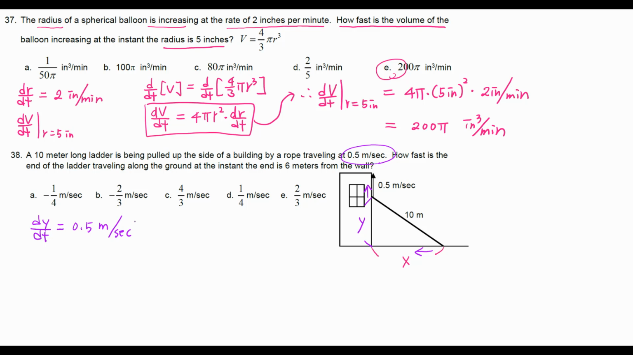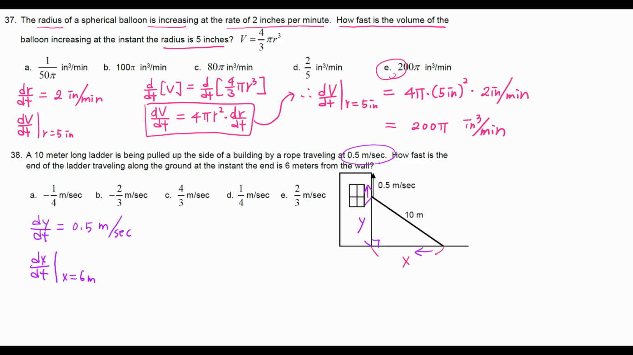And it's asking how fast is the end of the ladder traveling along the ground. So they are asking dx/dt at the instant the end is 6 meters from the wall, when x equals 6 meters. This time they did not give us any equation, but you can see the ground and the building make a 90-degree angle, and that won't change even if you're pulling the ladder up. You will always have a right triangle. So x, y and the 10-meter ladder will always make a right triangle.